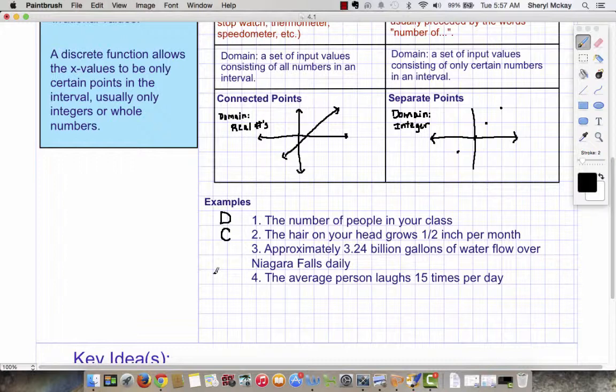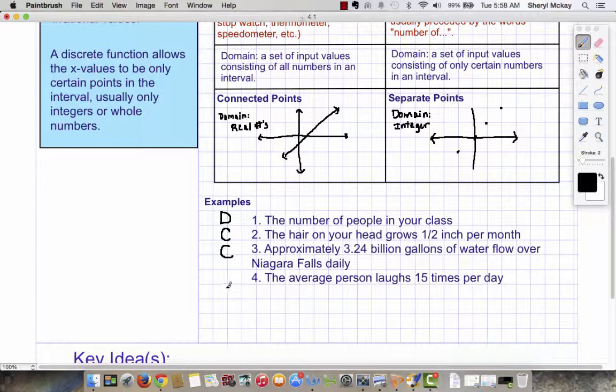Look at the next one. Approximately 3.24 billion gallons of water flow over Niagara Falls. Is that discrete or continuous? You're right, it's continuous. Because it's not that a whole bunch flows at one time. It's not like a faucet that turns on and off. It's constantly flowing, and if you measured it at any point during the day, you would be able to know how many gallons have flown over it.